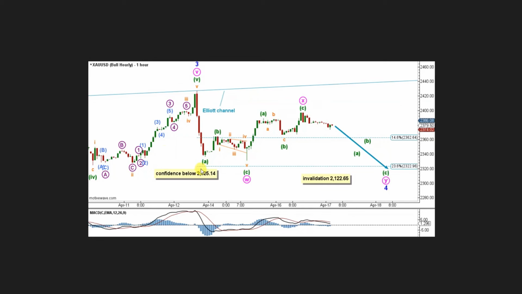with the initial move down for A, B, and C, and the structure of this made us suspect we could be having a double zigzag here due to the shallow depth of W, which is why we have W, X, and Y here, with wave W not even retracing the 236 retracement.